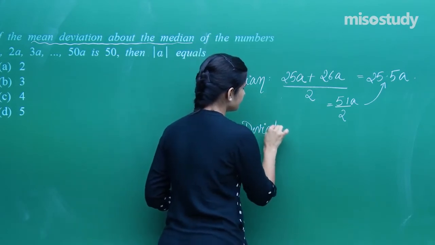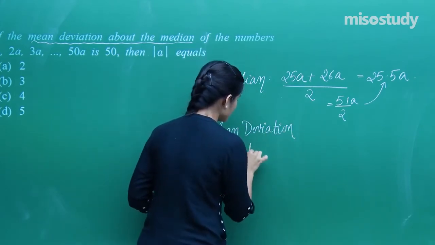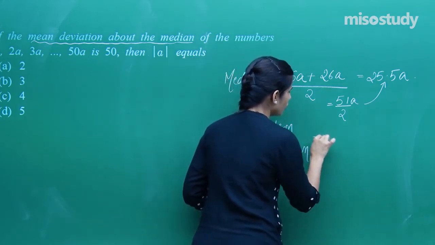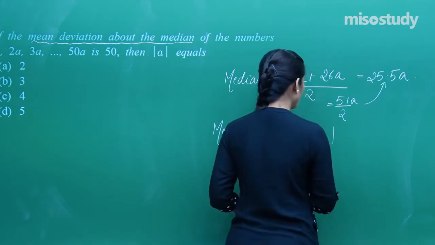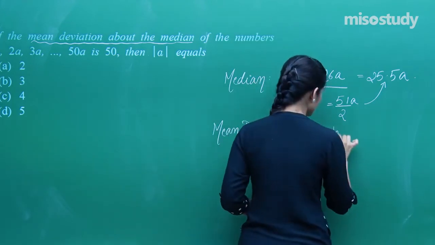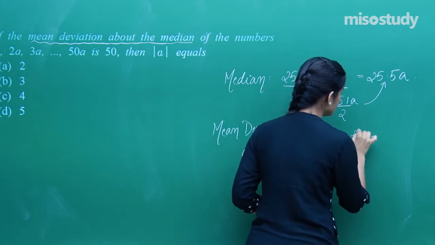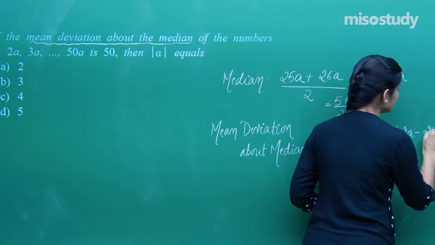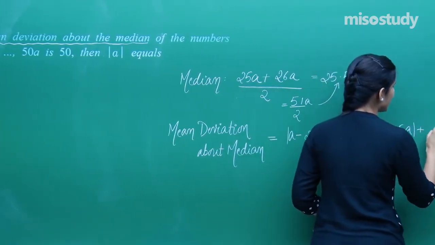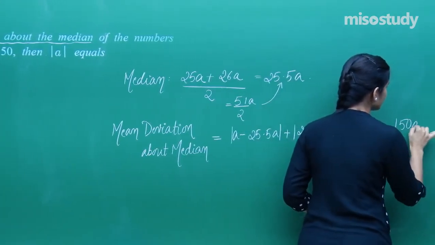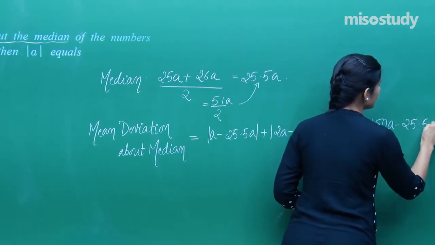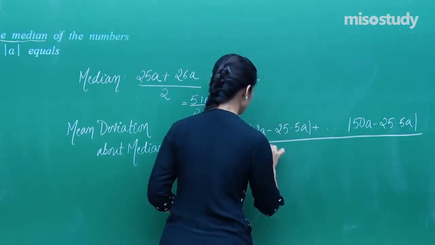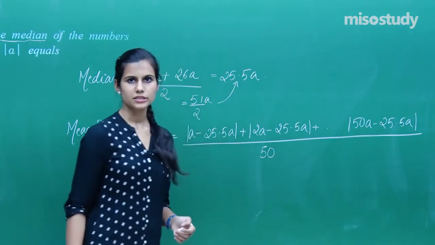After this, when the median is there, how to get the mean deviation about median? What you do is, you take the mod of the first observation minus the median, plus second observation minus the median, plus and so on, the 50th observation minus the median, whole upon number of observations.